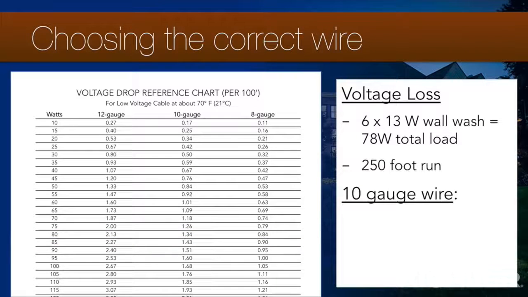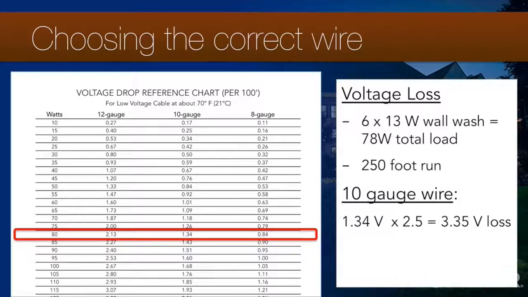If we size up the wire to 10 gauge, the voltage drop at 80 watts would be 1.34 volts. Multiply this by 2.5 to get a 3.35 voltage drop over the run. To calculate that, the voltage at the end of the run would be 13.75 minus 3.35, which equals 10.4 volts, which is well within the LED fixture's range.